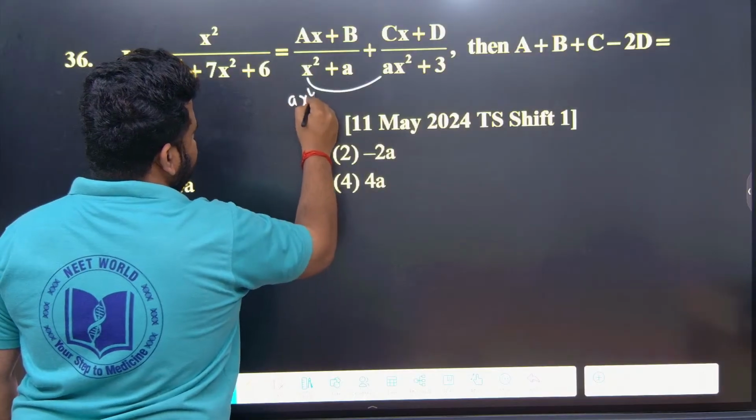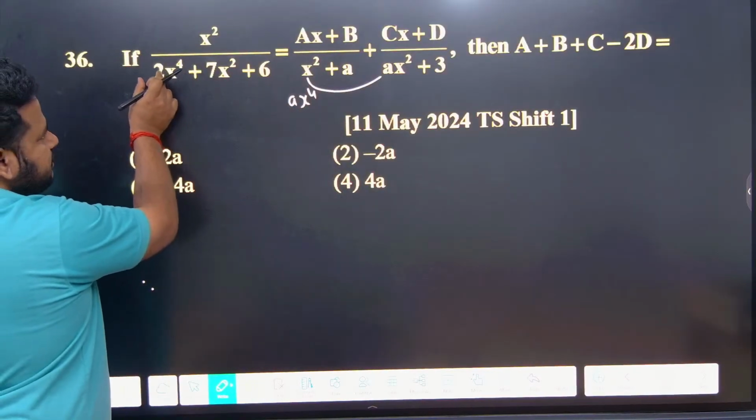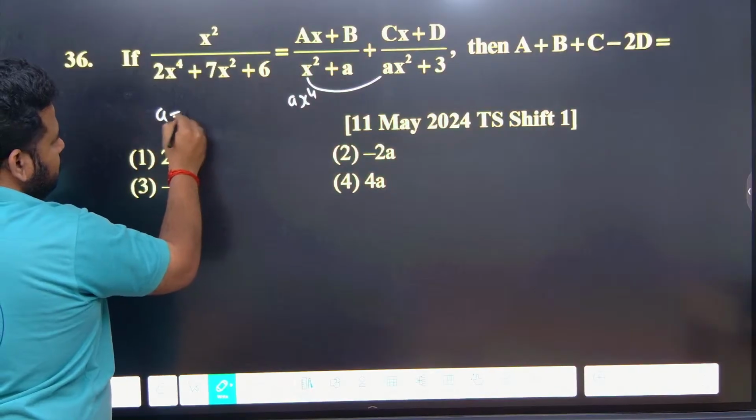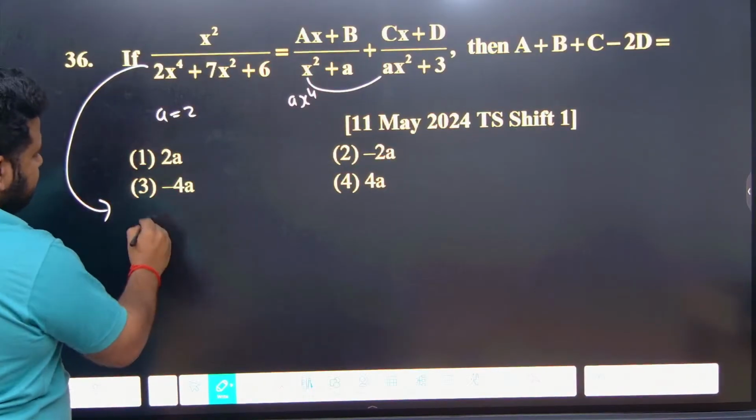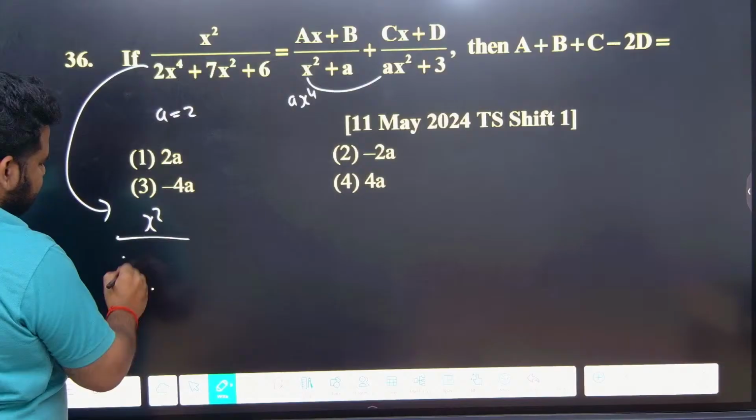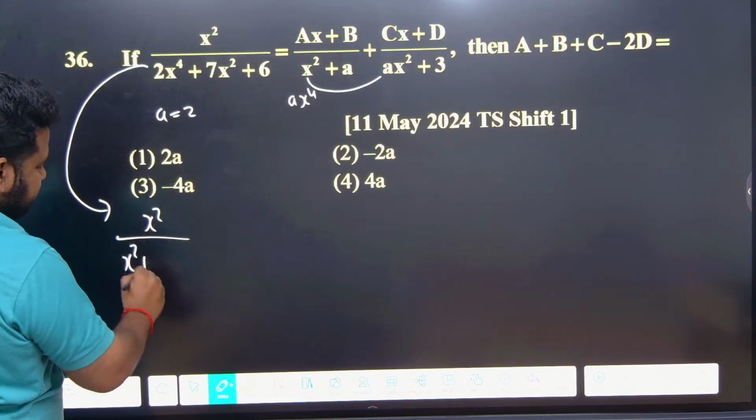Ax to the power of 4. Here the coefficient of x to the power of 4 is 2, so a will become equal to 2. So this entire thing I can rewrite as x square by x square plus 2, that is x square plus c, that is x square plus 2.